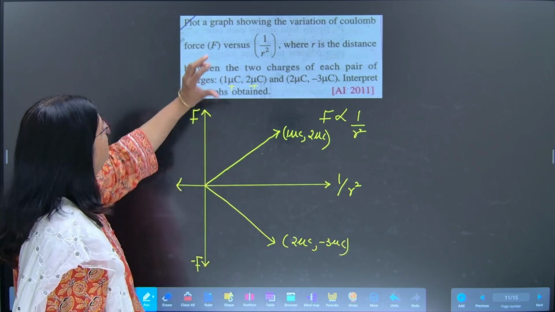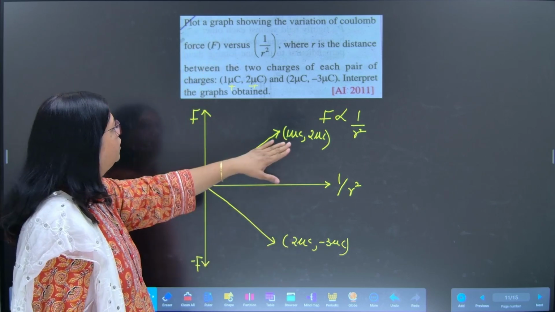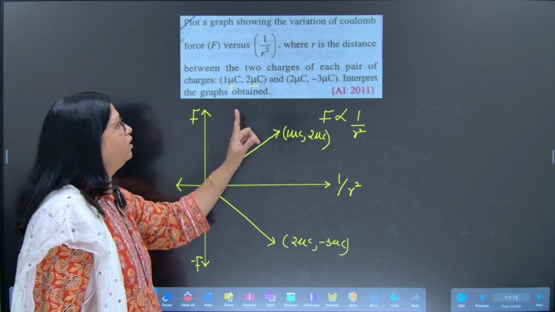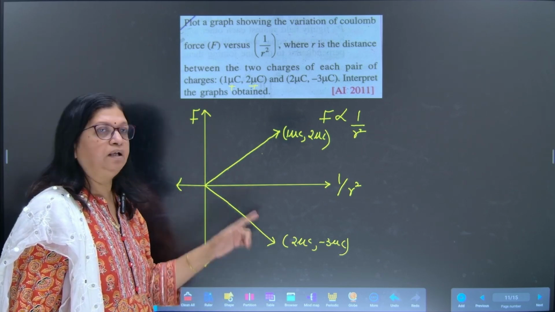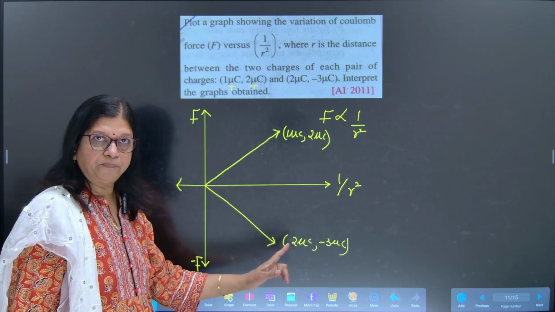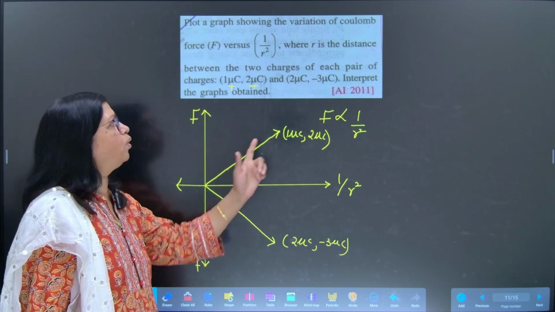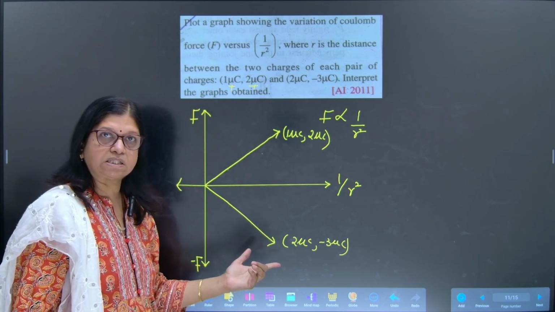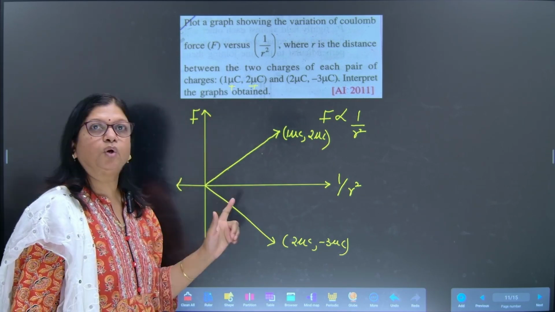So the first part of the question is plot the graph. We have plotted the graph. If both the charges are positive, we draw it in the first quadrant. If both the charges are of different polarity, we draw it in the fourth quadrant. Similarly, for the other two quadrants, we can draw the graph according to the polarity given for the charges. Okay, the next part of the question is interpret the graphs obtained.